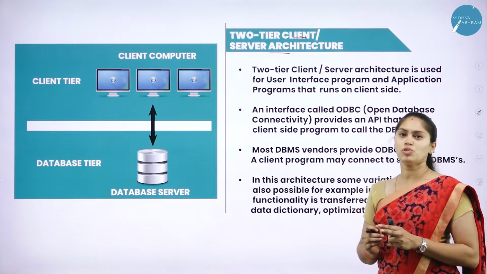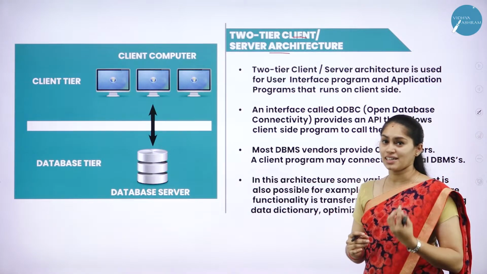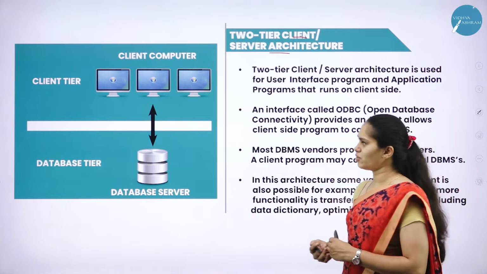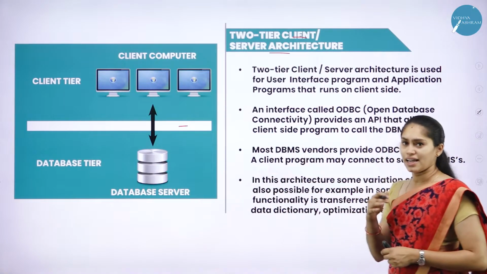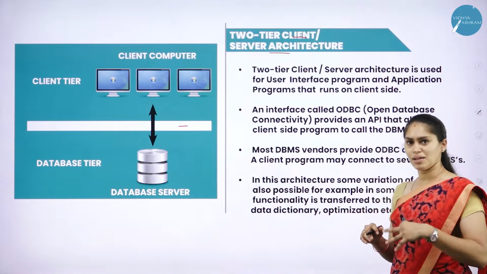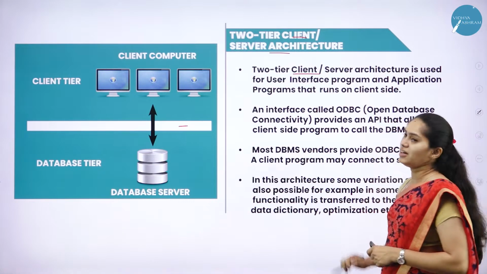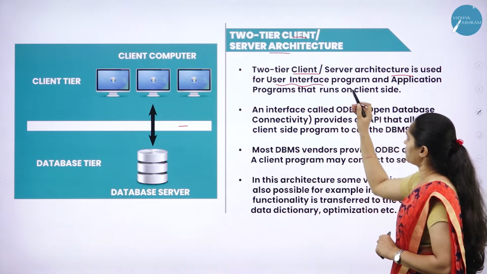But here we have a 2-tier. That means 2 layers will be there. For example, if I wanted to access the content of DBMS, that is directly not possible. So with the help of this middle layer, we have to access the content from DBMS to client. We'll see about that. 2-tier architecture or a client server architecture is used for user interface program.